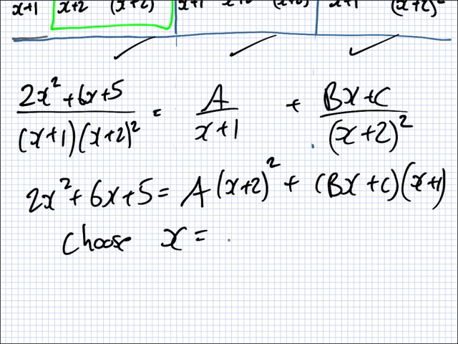Wait. Yeah? What should I choose? And what would that give me? That gives a. If you sub in minus 1 here, you can get a. Yeah? I don't think you can. Yes, you can.